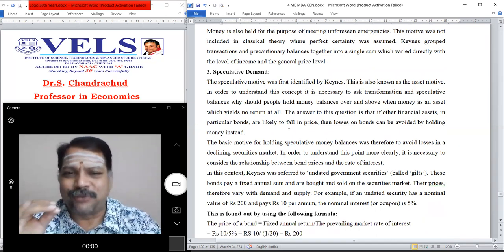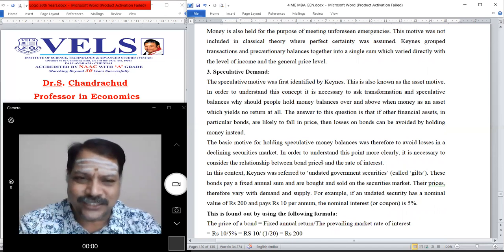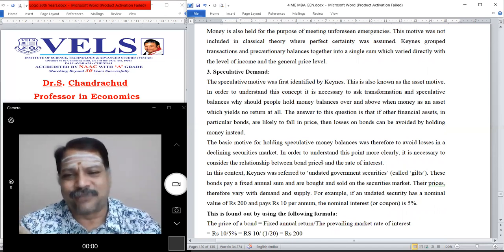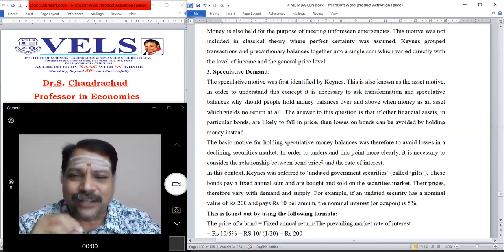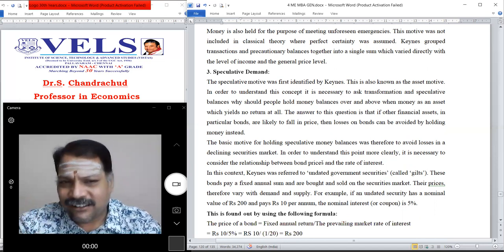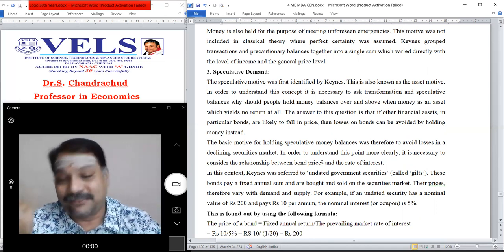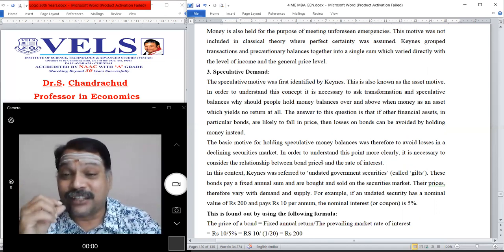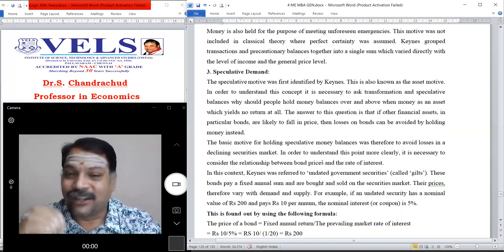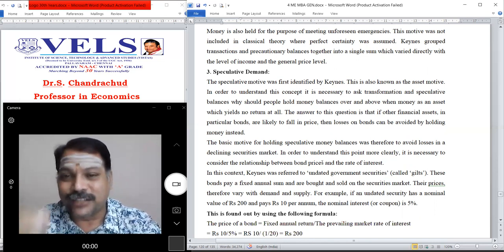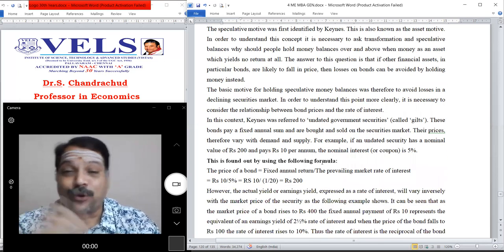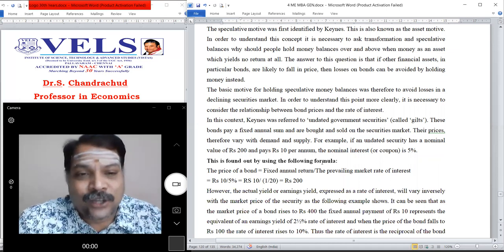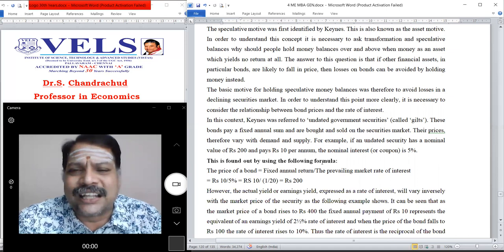That is one question, why people are keeping money. The answer for this question is that other financial assets, particularly bonds, are likely to fall in price. Then there is a possibility of loss in the bonds, which can be avoided by holding the money. So people will keep money in their hand, not only for transaction purpose, but also for the precautionary purpose and speculative purpose. The basic motive for holding speculative money balances was therefore to avoid losses in the declining security market.